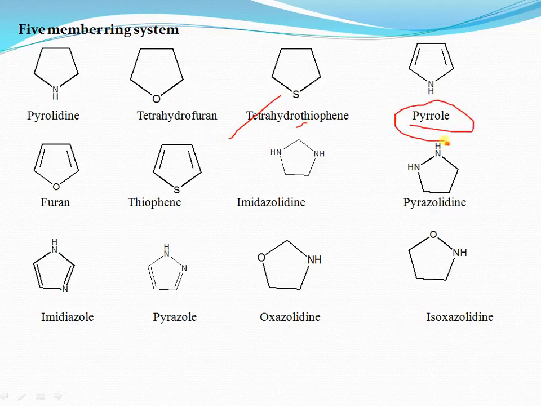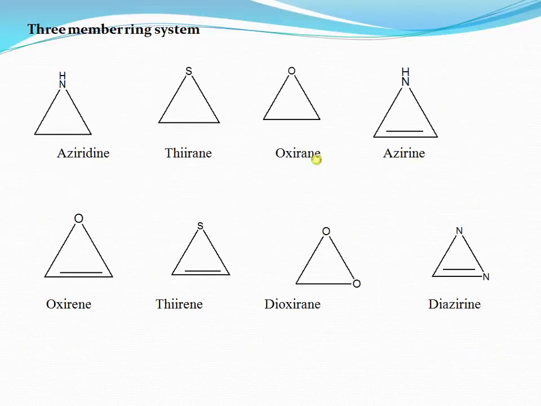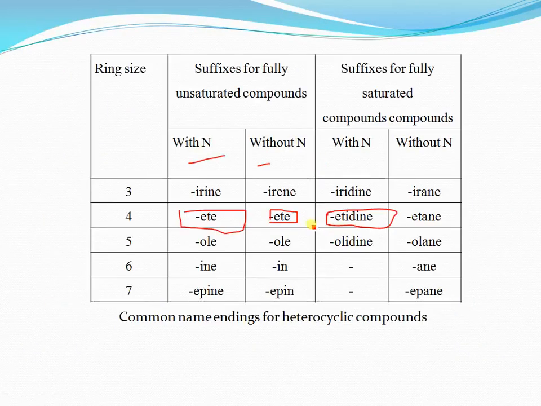It is pyrrole, it is azole. Then furan, oxole. Oxole, OLE is for 5-member. It's thiole, thiophene. It is imidazolidine. Like this, imidazole, imidazolidine. It is imidazole 1,3, again 1,3, but it is saturated. That's why it is olidine. You can use this, it is very important.